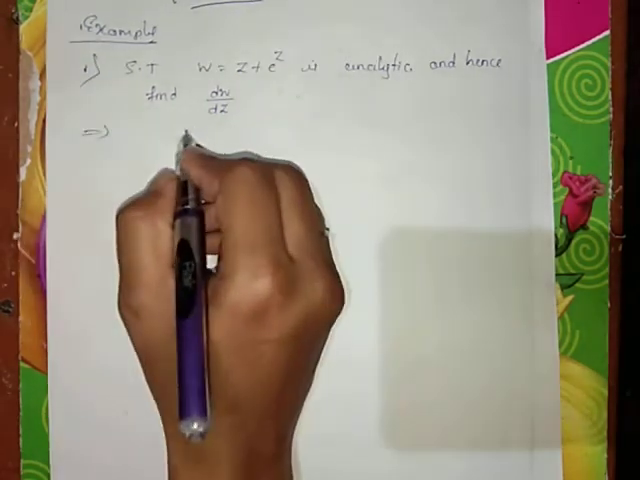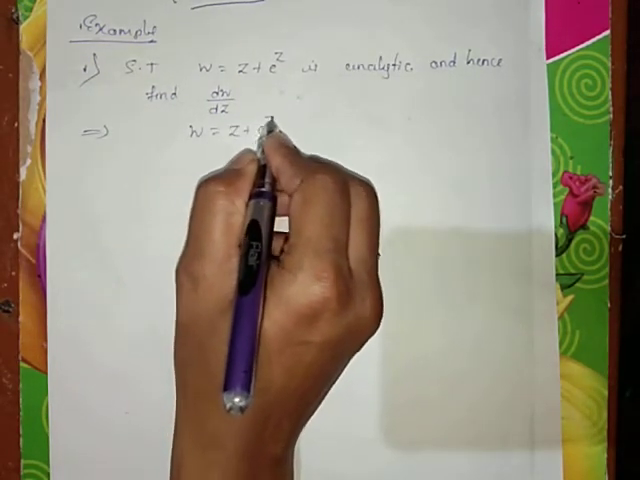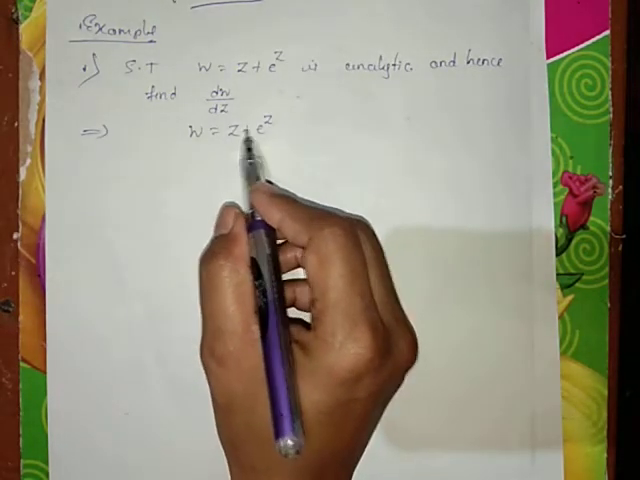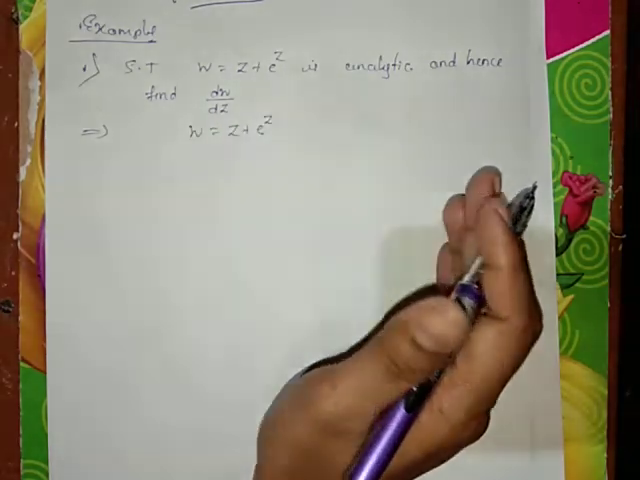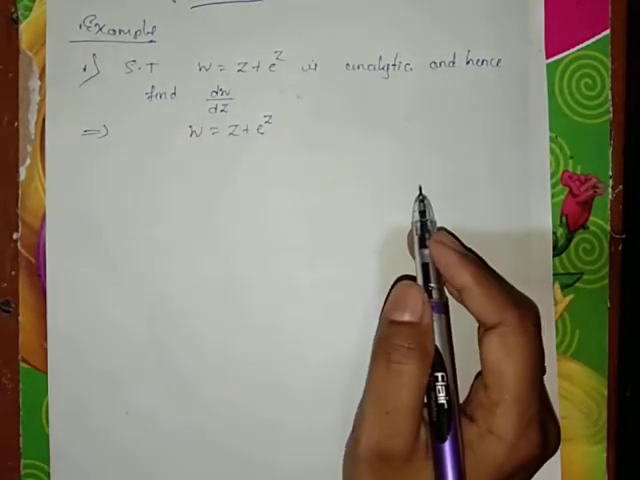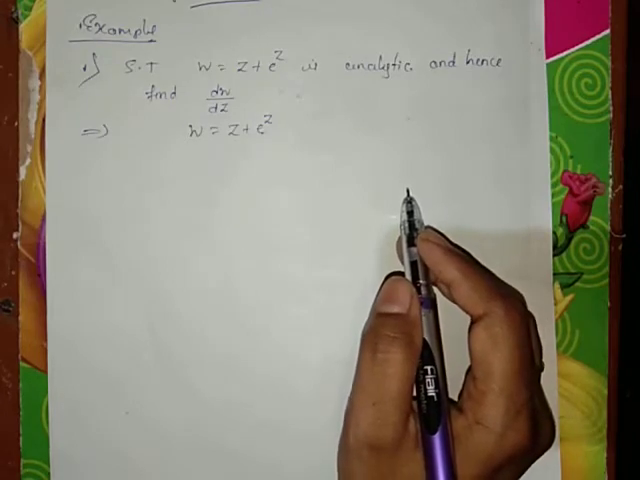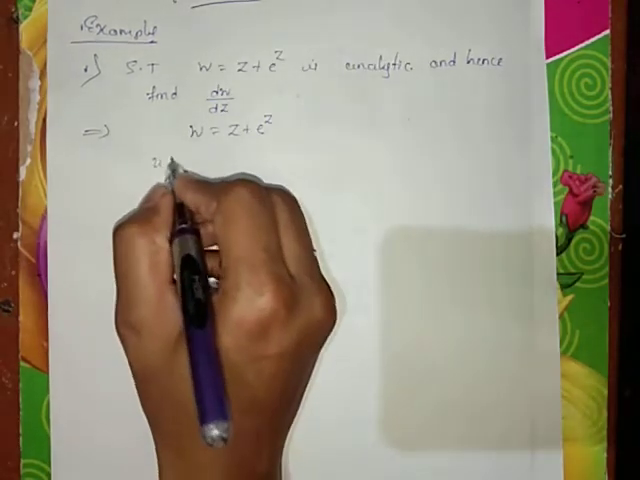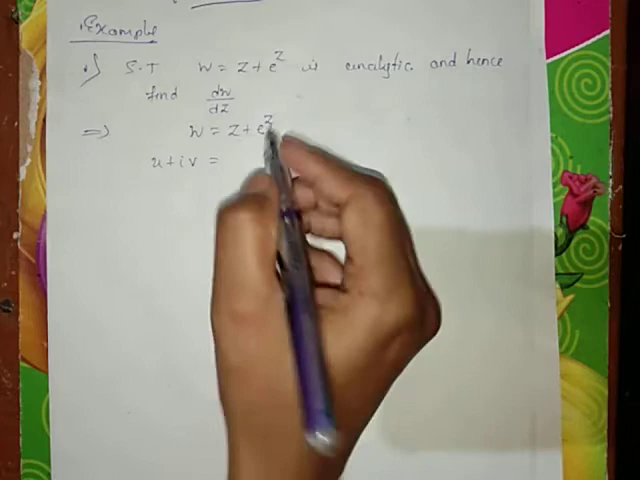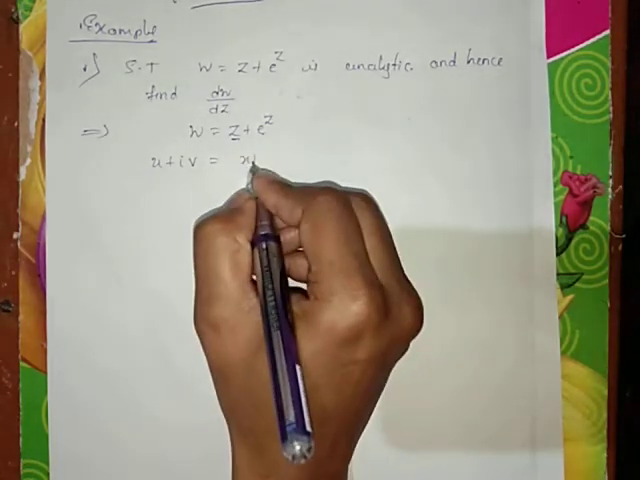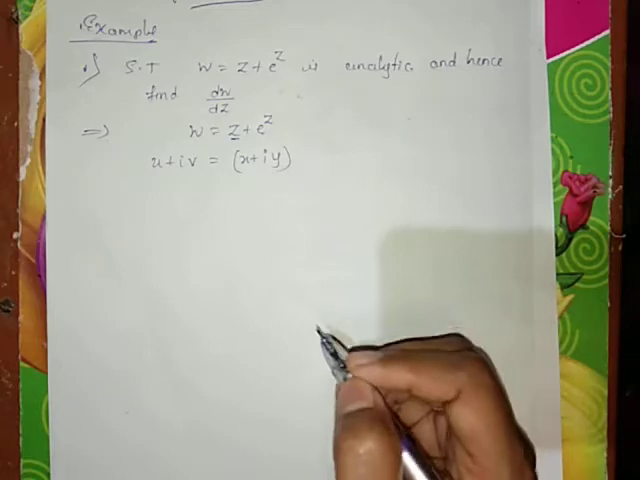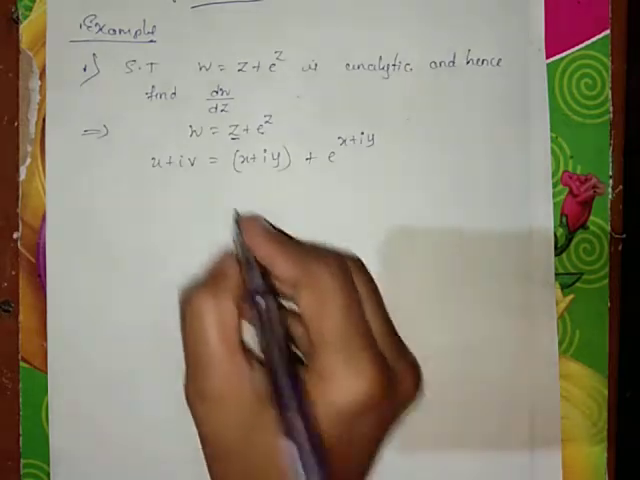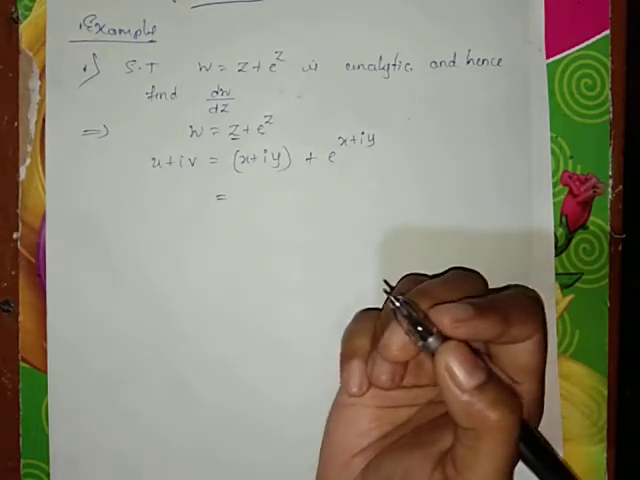So from the given data we take w equal to z plus e raised to z. If we take z equal to r e raised to i theta, we cannot make the separation of real and imaginary parts here. So I am taking the substitution of z in Cartesian form. We know that w equal to u plus iv, and I am taking z equal to x plus iy, so w equals x plus iy plus e raised to x plus iy. Now we have to make the separation of real and imaginary parts.